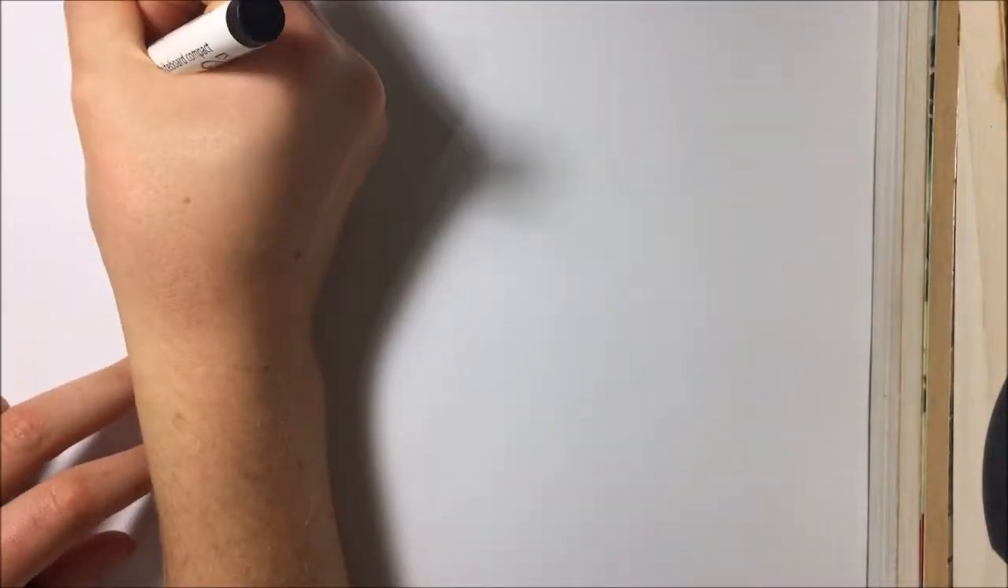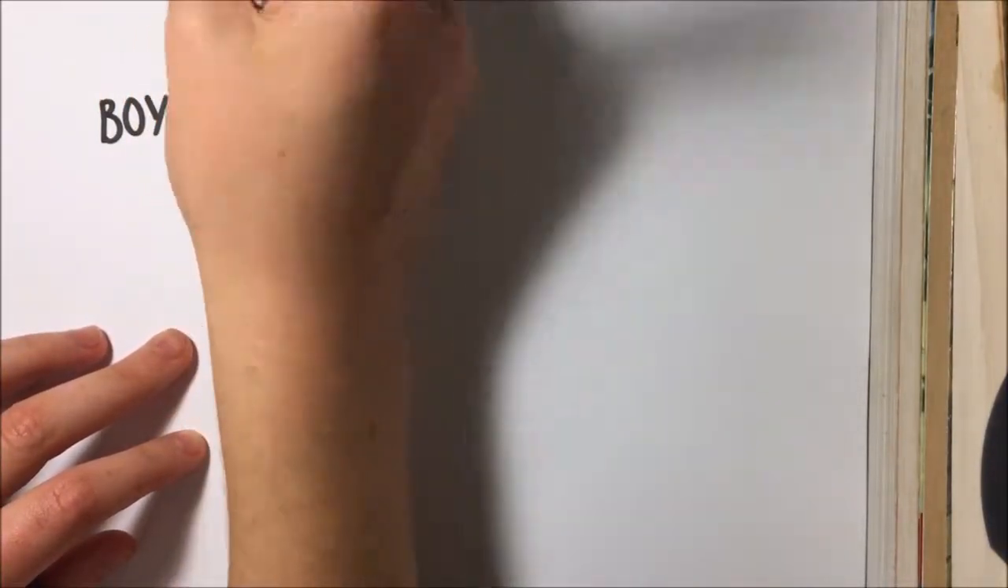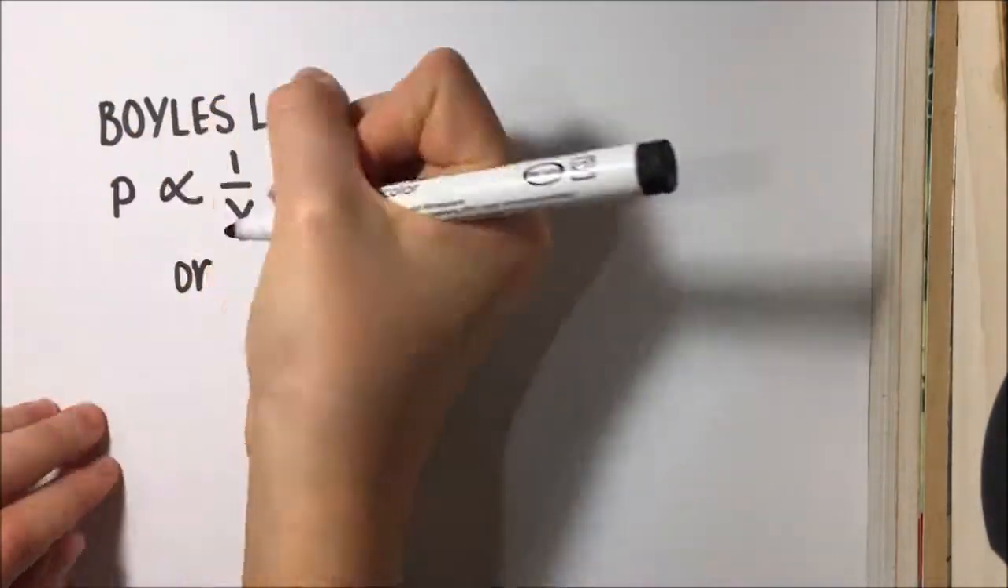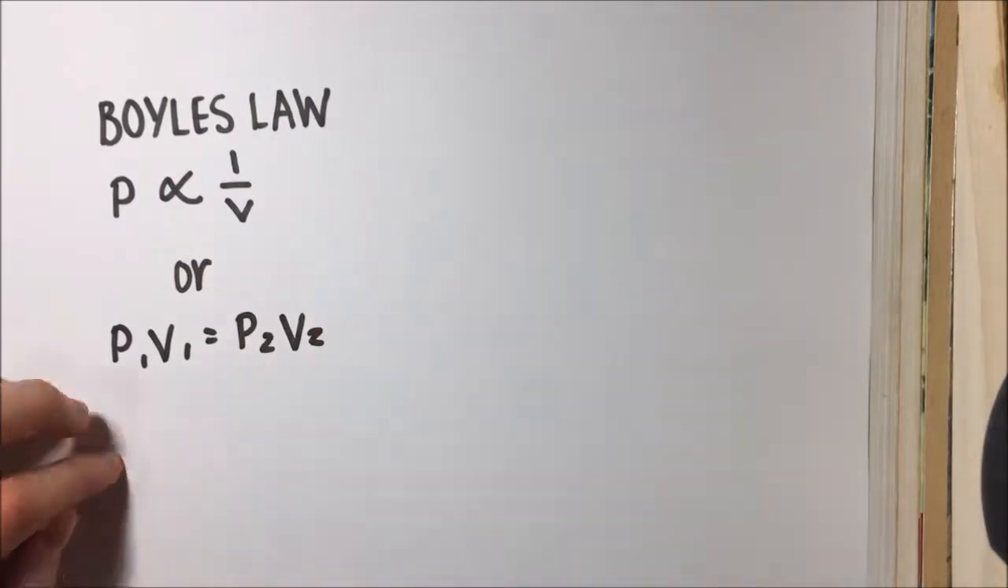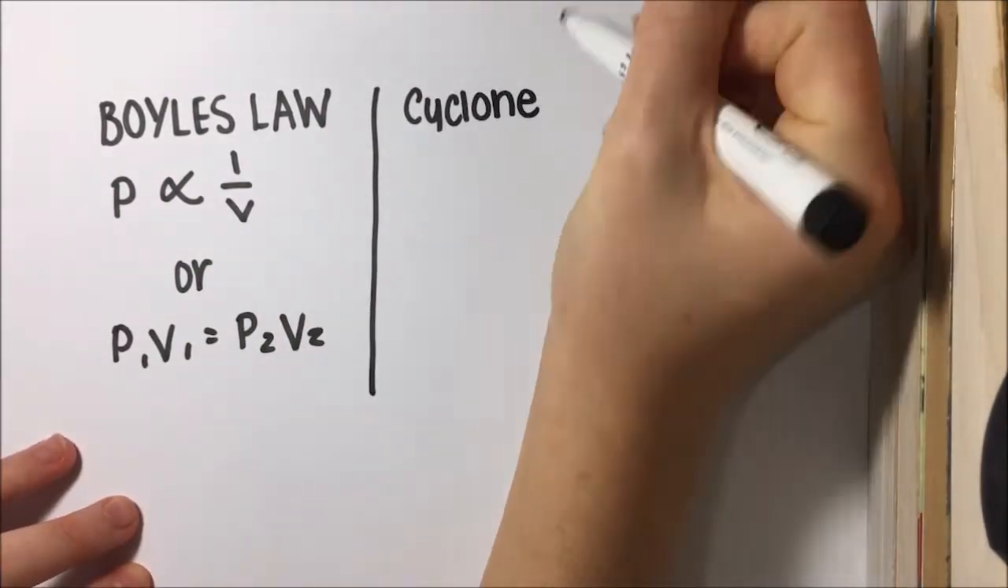Cyclones relate directly to Boyle's law, which states that at a constant temperature for a fixed mass, the absolute pressure and the volume of a gas are inversely proportional, which can be written as P is inversely proportional to 1 over volume, or P1 V1 equals P2 V2.